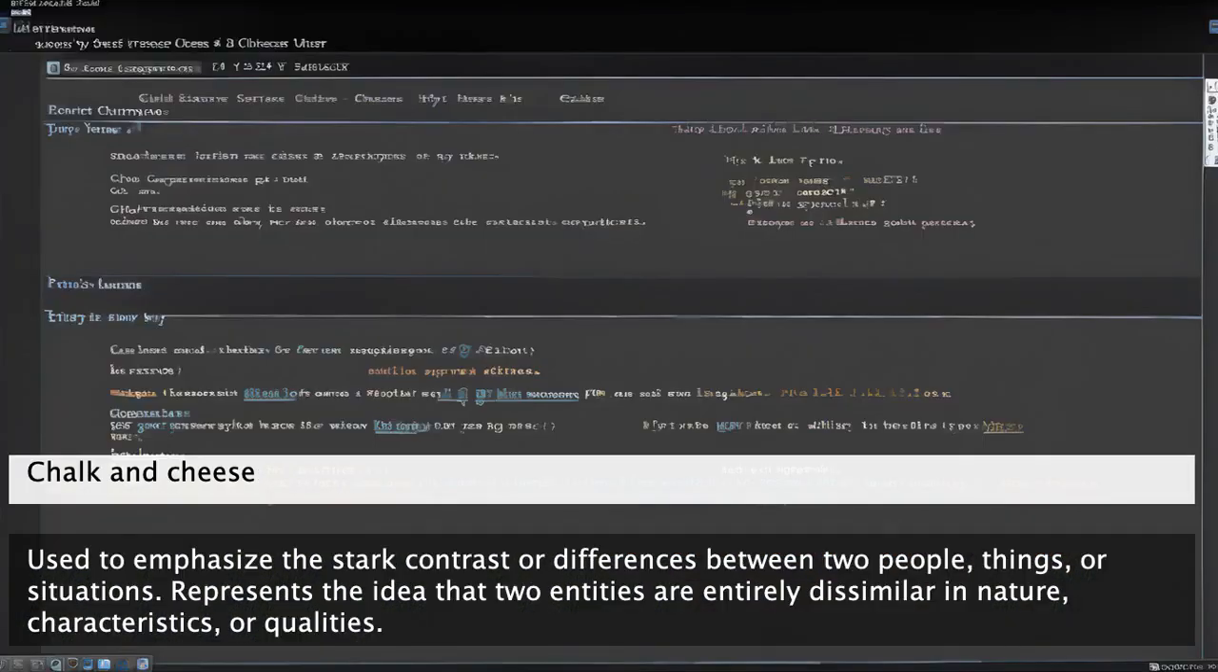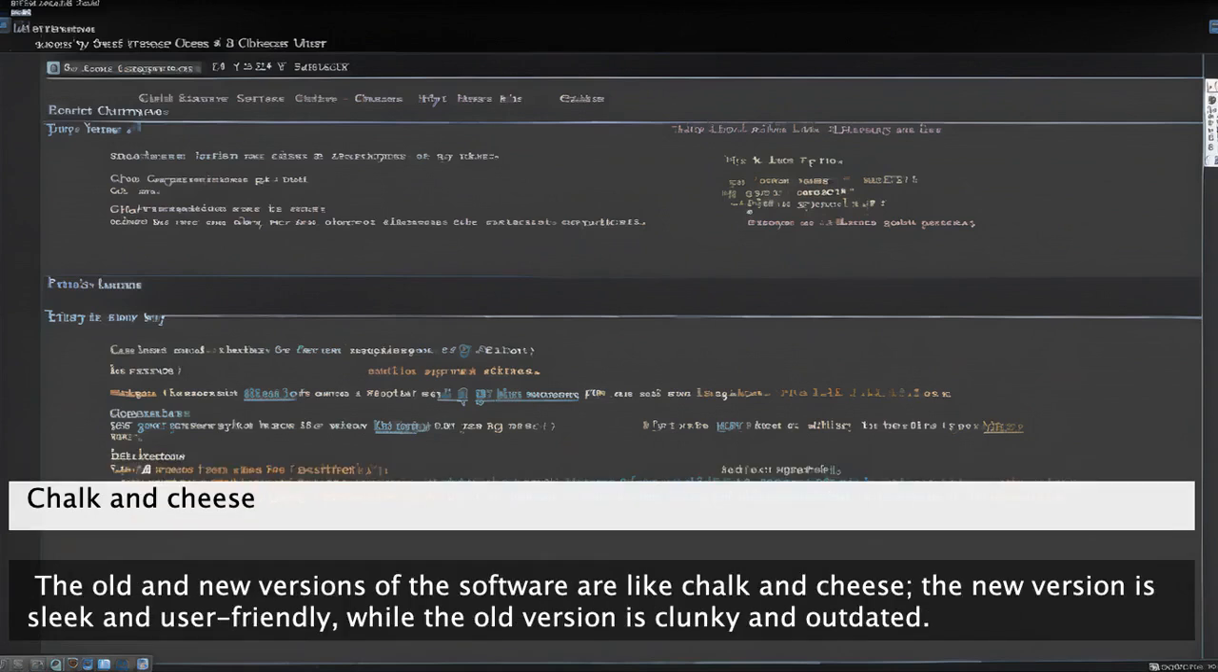Chalk and cheese. Used to emphasize the stark contrast or differences between two people, things, or situations. Represents the idea that two entities are entirely dissimilar in nature, characteristics, or qualities. The old and new versions of the software are like chalk and cheese. The new version is sleek and user-friendly, while the old version is clunky and outdated.